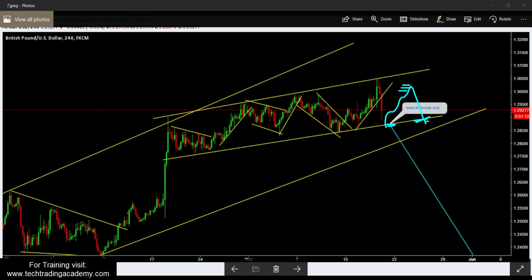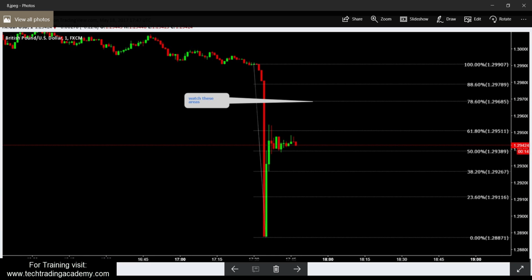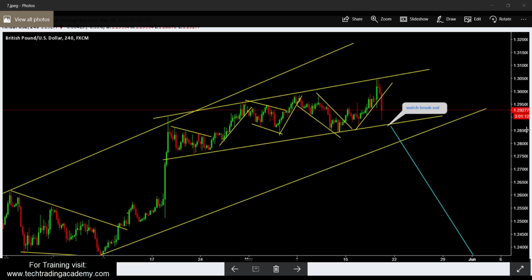So what we have seen when this impulse was forming, the impulse I have just shown you over here, this impulse. When this impulse was forming, we were watching price action on a lower time frame, like the one minute time frame. So this is the 240 time frame. We were watching price action on the lower time frame.